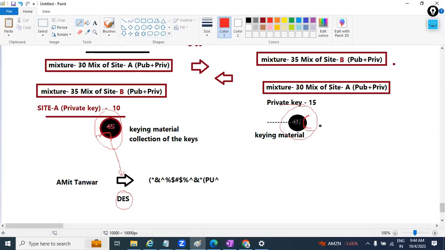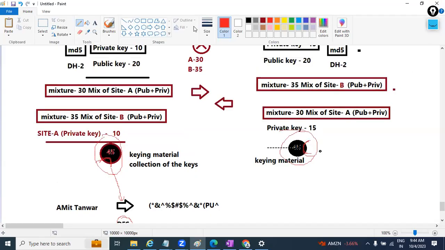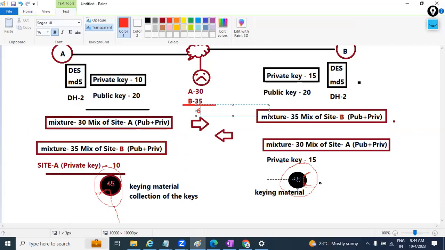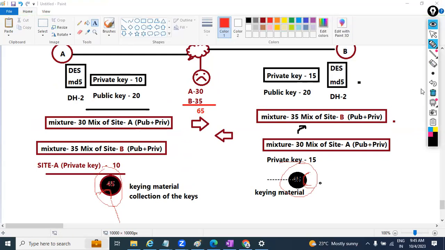Earlier, you can see we exchanged keying material, and this hacker right now is aware of only this. If he tried to add this 30 and 35, that would become 65. So don't you think 65 is totally different from 45, 45? This is one of the most secure methods which we use over the internet to exchange keys, known as Diffie-Hellman.